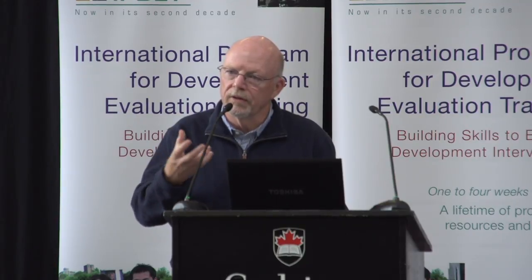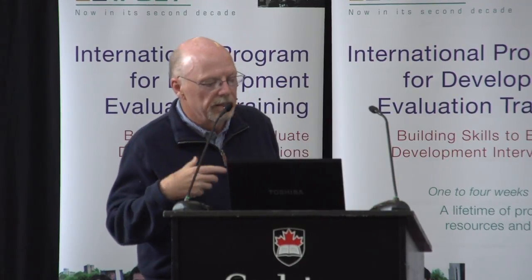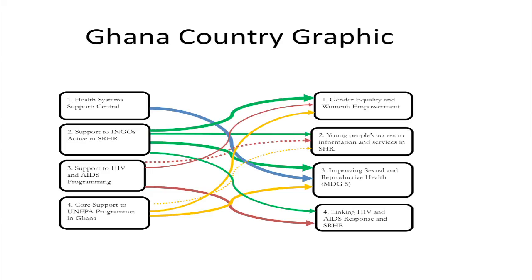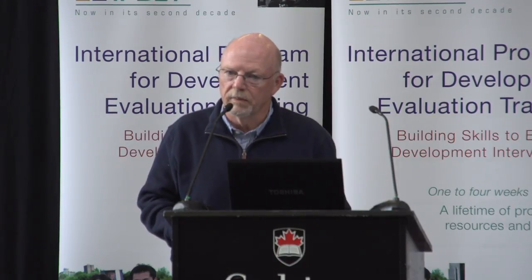Finally, in Ghana, for the country as a whole, we were able to take each of the pathways, health sector support, support to NGOs, support to UNFPA, and look at how they contributed to the five main goals of the strategy, which were gender equality, women's empowerment, young people's access, changing actual results in SRHR in terms of maternal mortality and contraceptive prevalence rates and other measures, and finally linking HIV and the AIDS response to SRHR. So we were able to document the strength of the contribution of each of the pathways to those key goals of the strategy. So that's basically how we went about it.